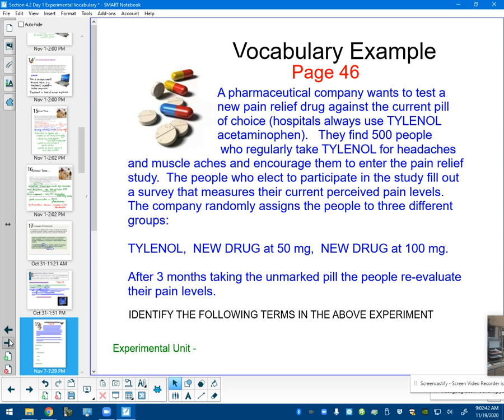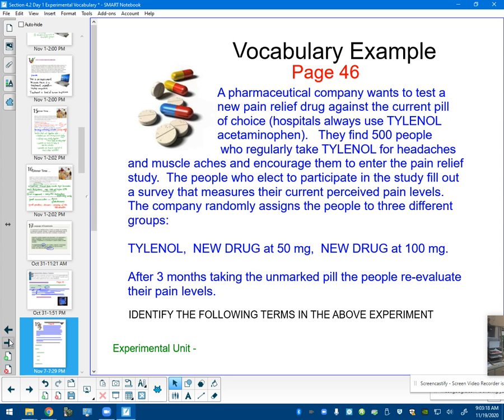They find 500 people who usually take Tylenol for headaches and muscle aches and encourage them to enter the pain relief study. The people who elect to participate in the study fill out a survey that measures their current perceived pain level. When I have a headache, it's an 8, and Tylenol brings it down to a 3, something like that. Then the company randomly assigns people to 3 different treatment groups: Tylenol, the new drug at 50, and the new drug at 100. After 3 months of taking the unmarked pills, people reevaluate their pain levels.